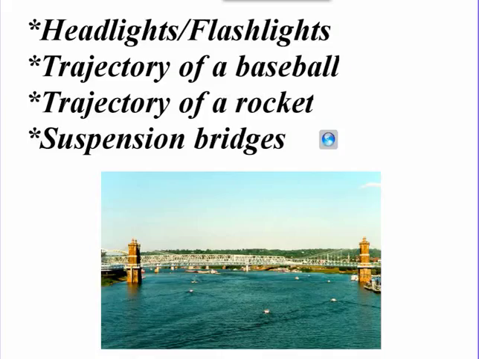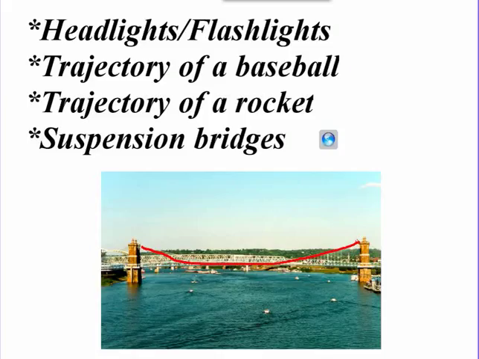Trajectory of a baseball is parabolic in shape. From where you hit it, it's going to go to its peak point, and then it's going to gradually decrease. Okay. And trajectory of a rocket, and then suspension bridges. And notice here we have an example of a suspension bridge. If you guys don't know what a suspension bridge is, it usually goes something like this. And that's a parabola as well. So those are examples of parabolas.